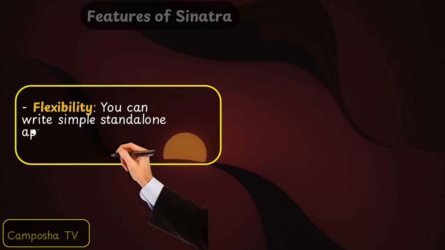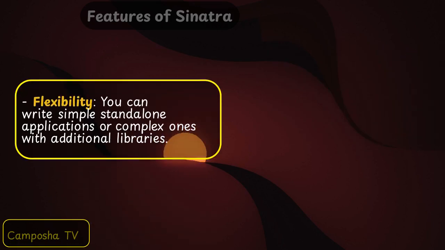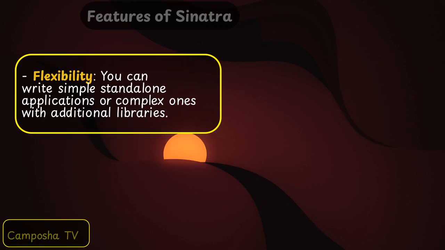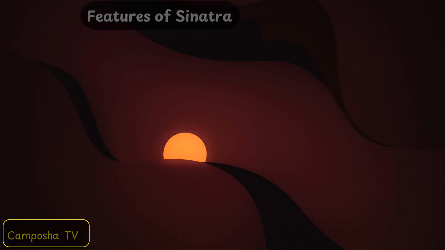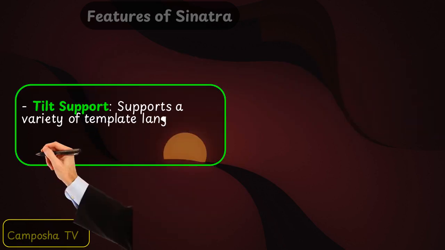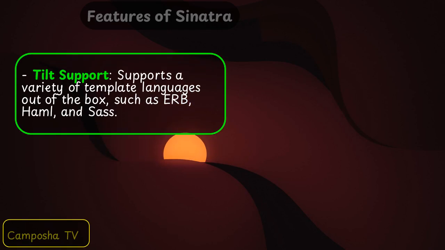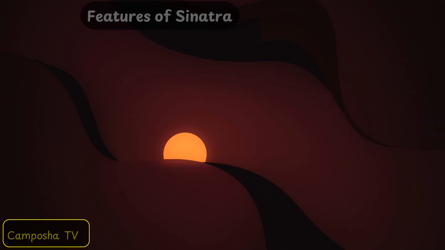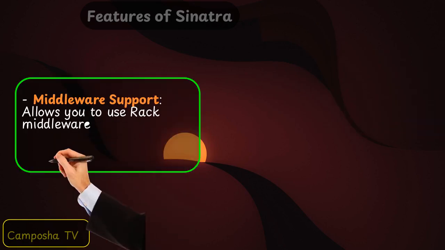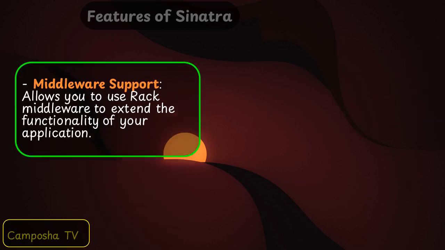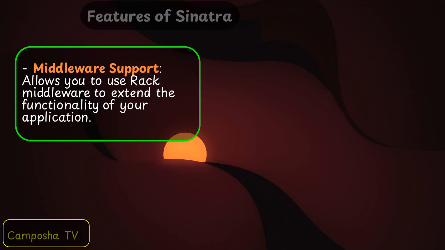Flexibility. You can write simple standalone applications or complex ones with additional libraries. Tilt support. Supports a variety of template languages out of the box, such as ERB, HAML, and SASS. Middleware support. Allows you to use Rack middleware to extend the functionality of your application.